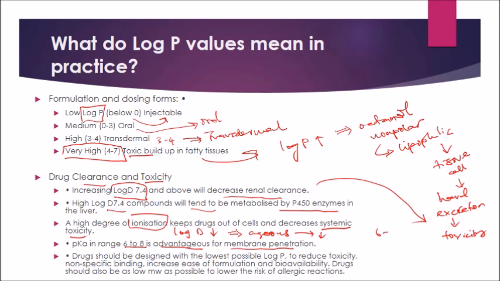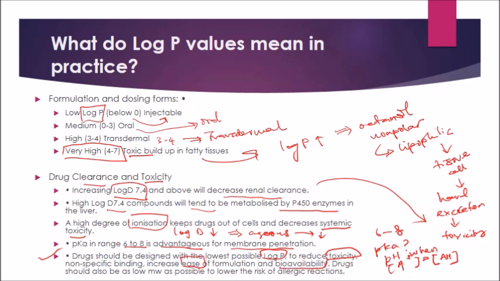So what is pKa? It is the pH at which your ionized compound equals your non-ionized compound. In conclusion, drugs should be designed with the lowest possible log P to reduce toxicity and non-specific binding, so that we can increase ease of formulation and bioavailability.